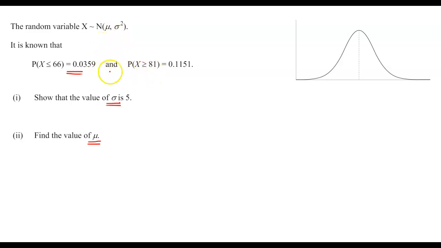If you put this information on the diagram, you can see that this is the mean mu over here, and then the probability that x is less than 66 is 0.0359. You can see the probability is very small. That means this 66 is going to be on this side over here, and this is the less than side.